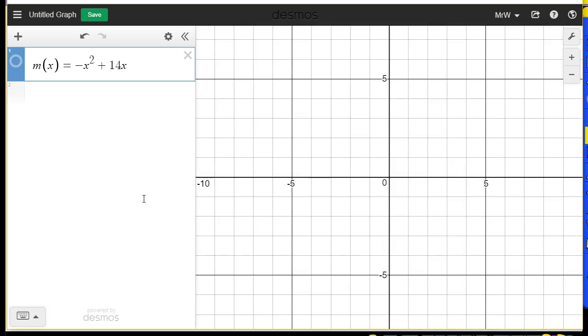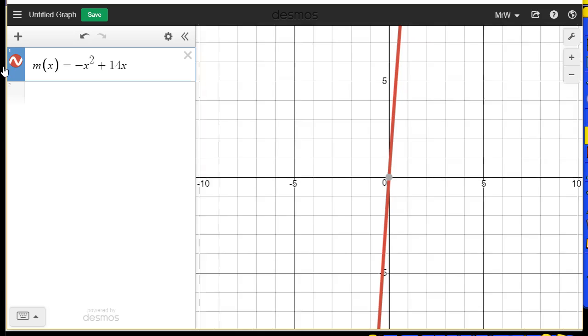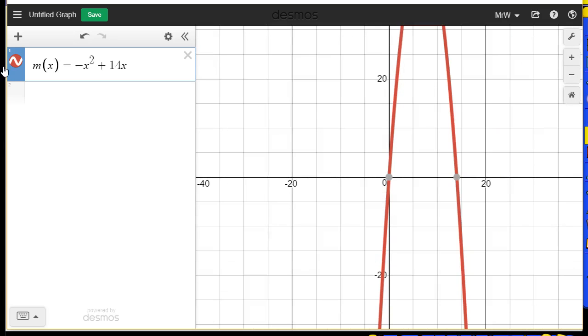Okay, so this is Desmos, and I went and typed this equation in. Let's go ahead and see what the graph of this equation looks like. So I'll go ahead and turn it on, and you can see it's this red line. And let me go ahead and zoom out a little bit so you can see that it's actually shaped like a parabola. And then at some point there's a maximum point to this parabola.